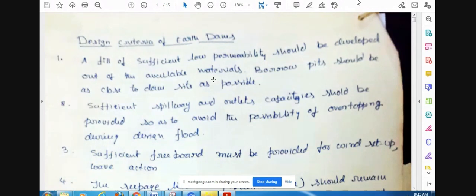The next point is that sufficient spillway and outlet capacity should be provided. In the last class, we discussed what will happen if the capacity is insufficient to carry water from the upstream to the downstream side. The overtopping will take place. Therefore, to avoid such failure of overtopping, the capacity of the spillway must be sufficient to carry the flood water from upstream to the downstream side.